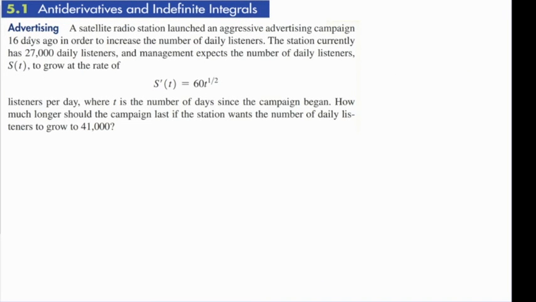So here we have an advertising problem. It states a satellite radio station launched an aggressive advertising campaign 16 days ago in order to increase the number of daily listeners. The station currently has 27,000 daily listeners. The word currently means right now, so that means at time zero, we have 27,000 listeners for the station. Management expects the number of daily listeners, represented by the function s of t, to grow at a rate of s prime of t equal to 60 t to the half power listeners per day, where t is the number of days since the campaign began.